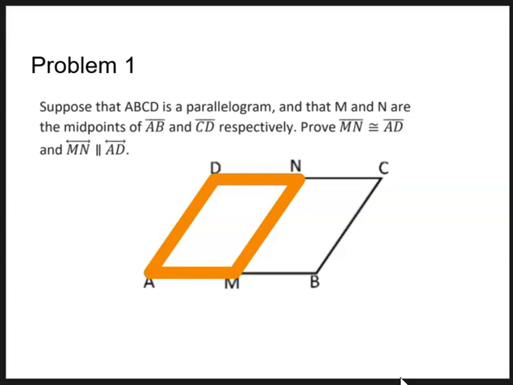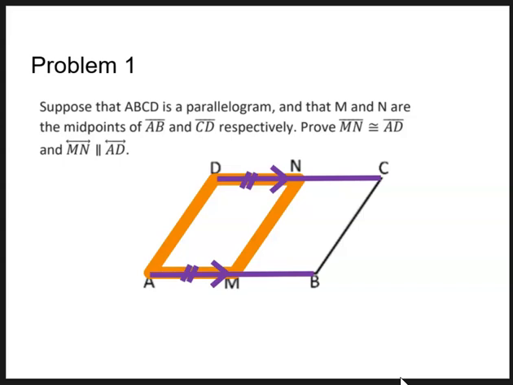So, since ABCD is a parallelogram, we know that opposite sides of the parallelogram are congruent and parallel. That means that DC is congruent and parallel to AB. Since M and N are midpoints, they divide each side into two congruent segments. And since DC and AB are congruent, the midpoints divide them into four congruent segments, meaning specifically that DN is congruent to AM.